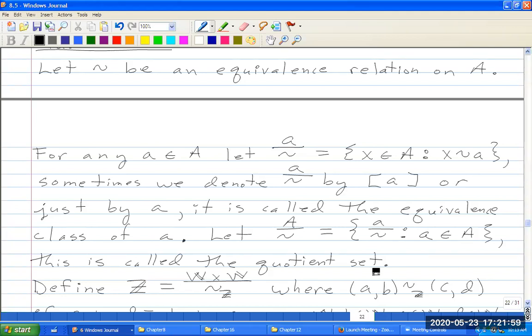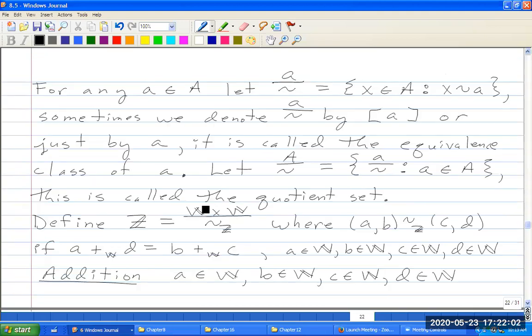We'll define the integers as the Cartesian product of the whole numbers with the whole numbers, quotient out with the equivalence relation that we'll be defining for the set of integers. So two integers are said to be equivalent if, so A comma B, this is an ordered pair in the Cartesian product, is equivalent to C, D, if A plus D is equal to B plus C.